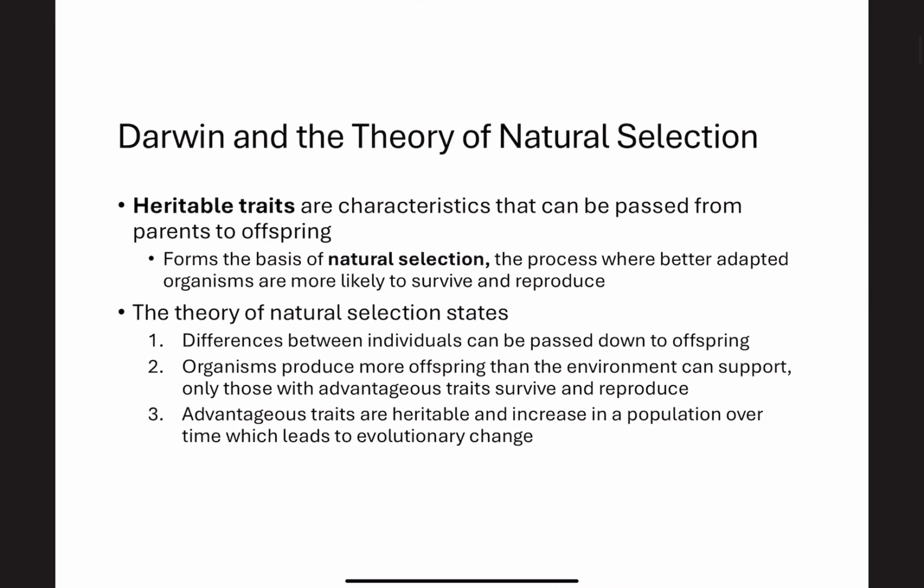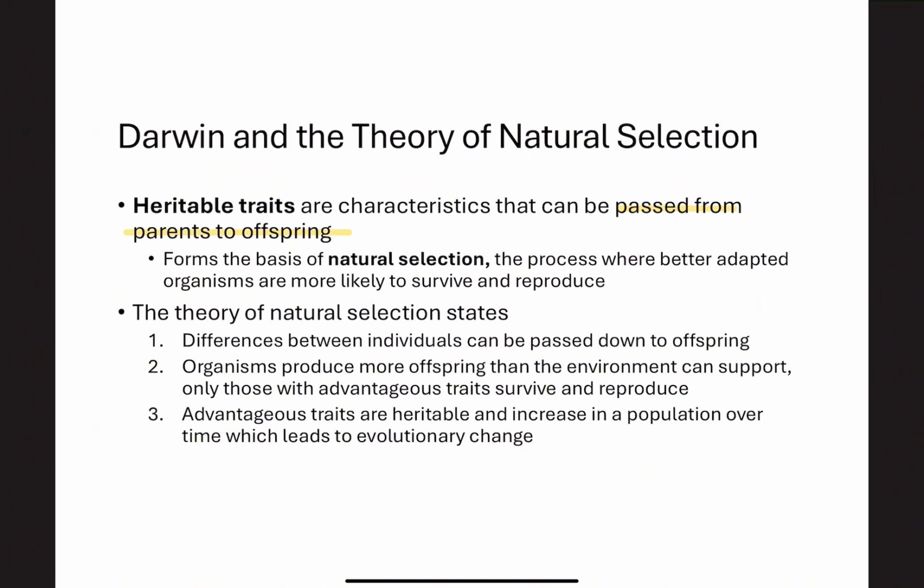So one of the most important ideas in biology and a big focus of chapter 1 is natural selection. Natural selection is a theory that was developed by Charles Darwin, and here is how it works. We have individuals in a population that have a variety of traits. We have traits that can be heritable, and what that means is that they can be passed from parents to offspring.